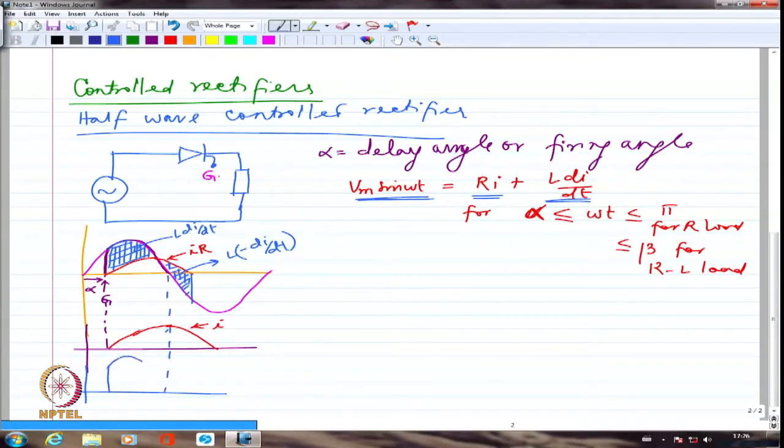I have to have the output voltage somewhat like this until the current really becomes 0. So this entire thing is going to be my output load voltage. It starts from alpha, but it goes until beta. So at alpha, I am going to have again the current to be 0. At beta also, I will have the current to be 0.